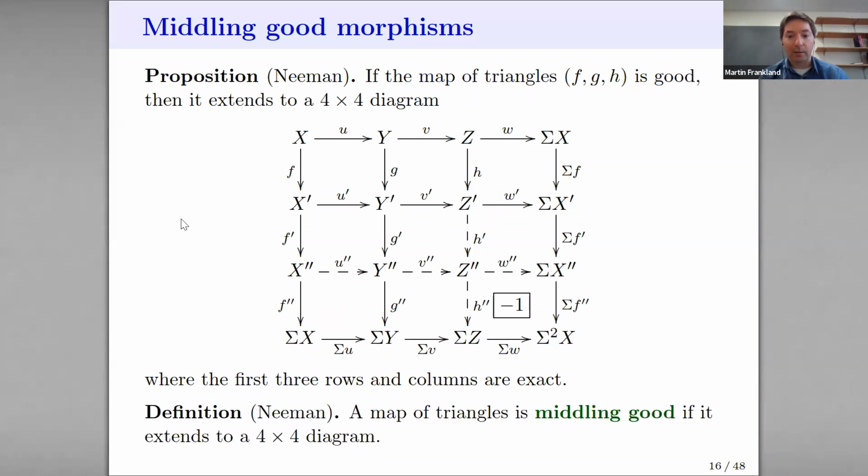we will say that the map of triangles was middling good. Yeah, so Neeman was saying that if you start with a good map, you can definitely extend it to a 4x4 diagram. But that is in fact a weaker condition that Neeman calls middling good. All right.